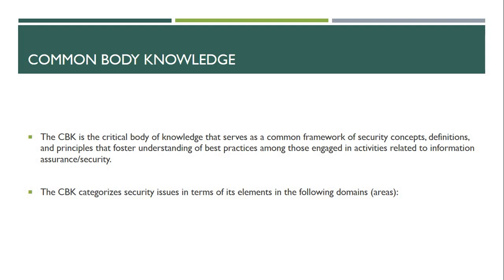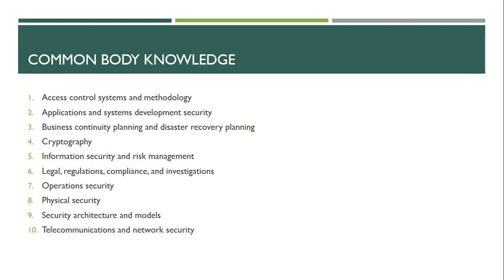The CBK categorizes security issues in terms of its elements in the following domain areas. We have 10 domain areas that are tackled in the Common Body of Knowledge. The first one is access control systems and methodology, followed by applications and system development security, then business continuity planning and disaster recovery planning, cryptography, information security and risk management, legal regulations, compliance and investigations, operation security, physical security, then security architecture and models, and telecommunications and network security. Okay, those are what we will discuss on the following slides.